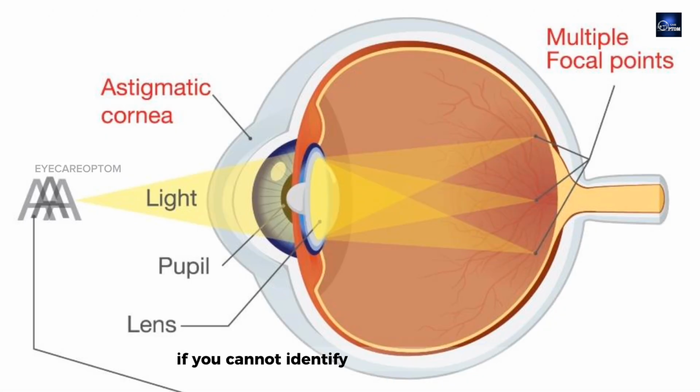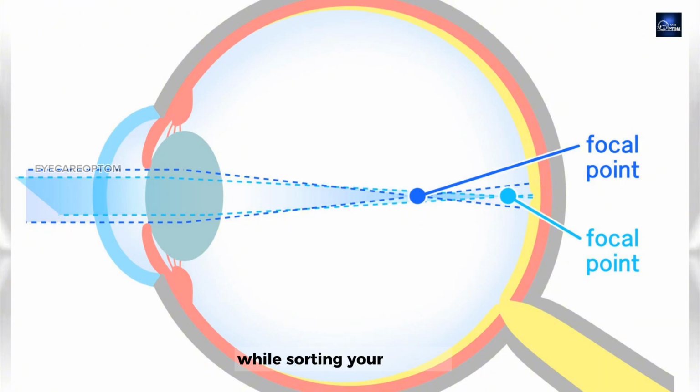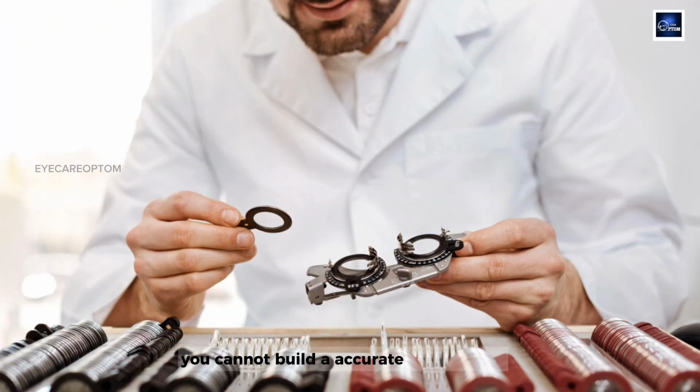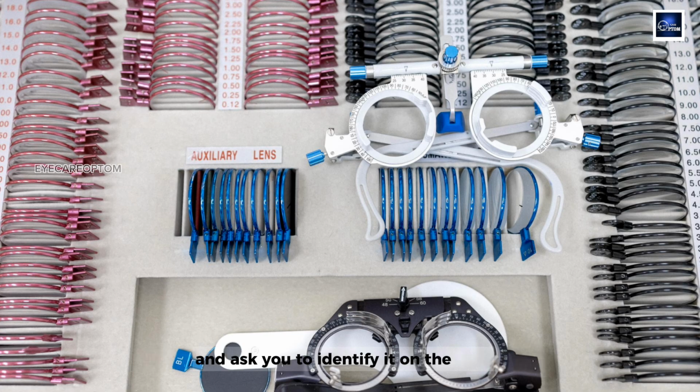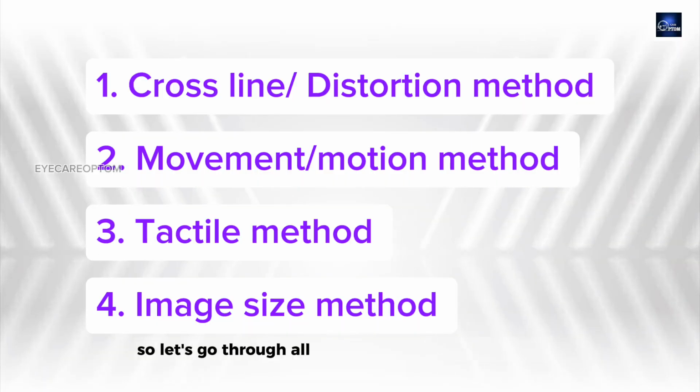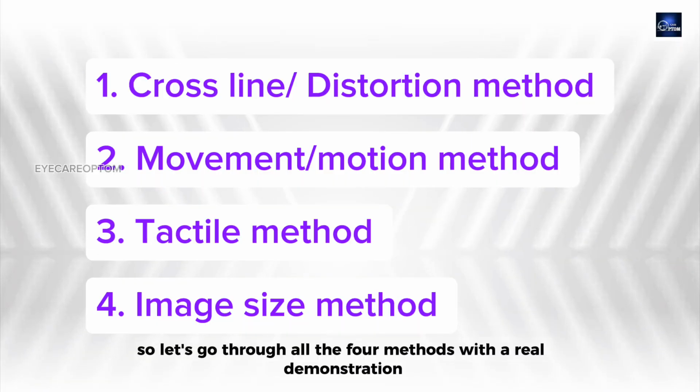If you cannot identify which lens is which while sorting your trial set, you cannot build an accurate prescription. This is also a very common practical question where your examiner hands you an unlabeled lens and asks you to identify it on the spot. So let's go through all the 4 methods with a real demonstration.